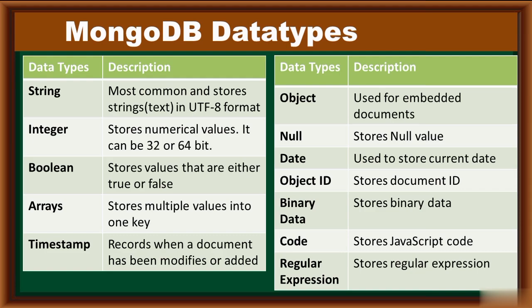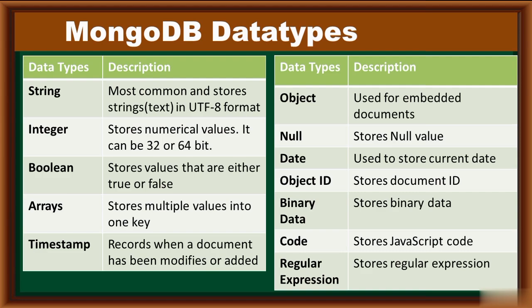We've got the null data type. A null basically means it has no value. It doesn't mean that it's empty, it just means it has no value. So this data type is used to store any value that contains nothing.